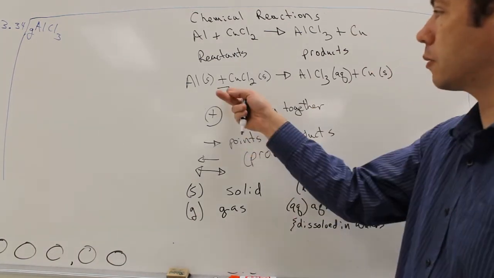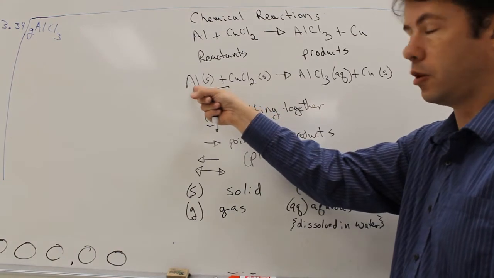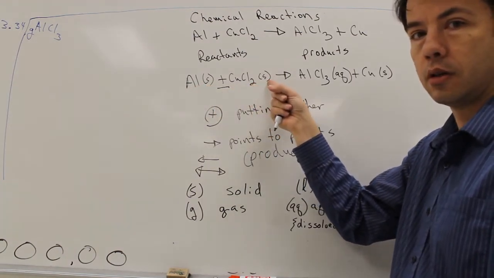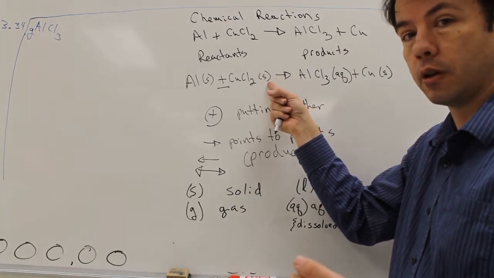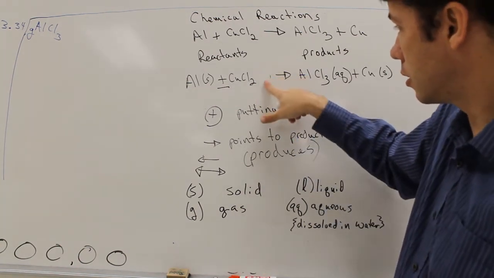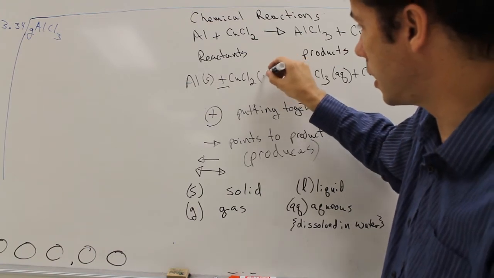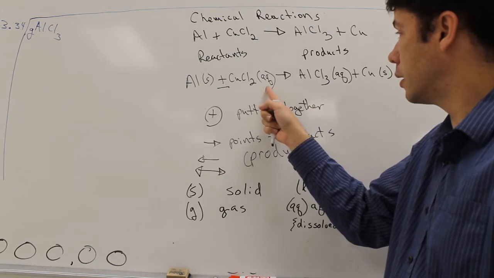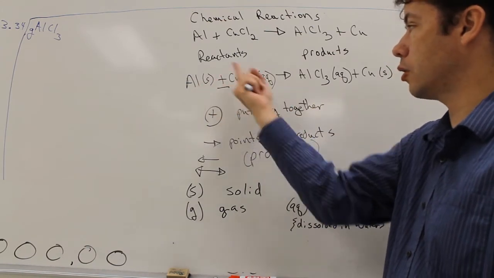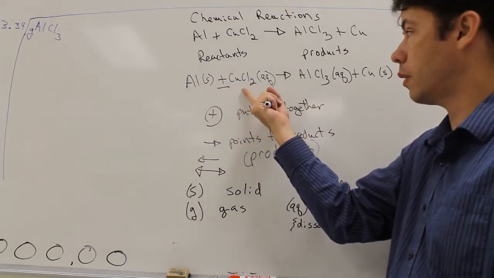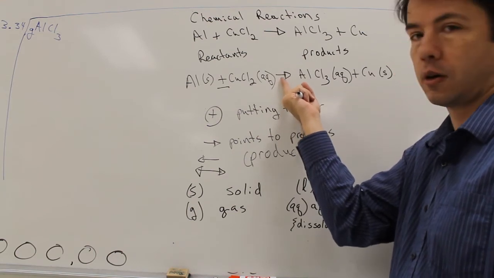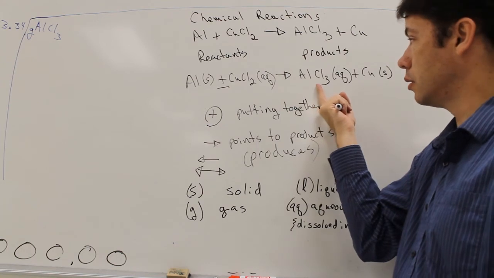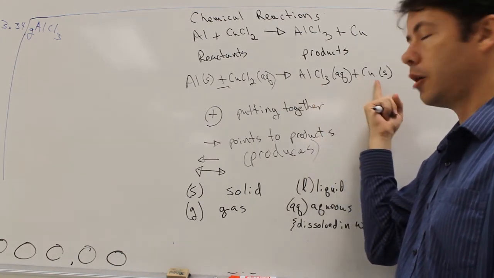So let's go back to this reaction. This is what we did in our lab. We took aluminum that was solid, plus copper chloride. It started out solid, but what did we do to it? We actually dissolved it in water, right? So we made it be aqueous, right? And then when we put the aluminum in, we had some stuff happen. That's what the arrow is talking about, and it resulted in aluminum chloride and copper.